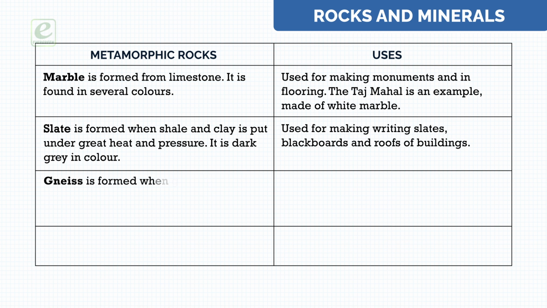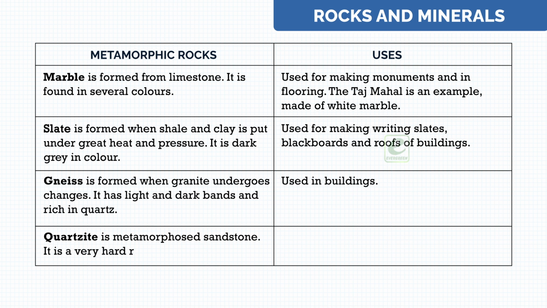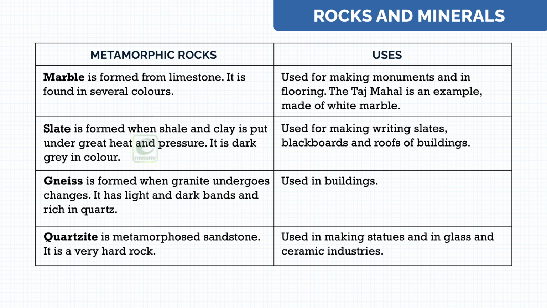Gneiss is formed when granite undergoes changes. It has light and dark bands and is rich in quartz. Used in buildings. Quartzite is a metamorphosed sandstone. It is a very hard rock. Used in making statues and in glass and ceramic industries.